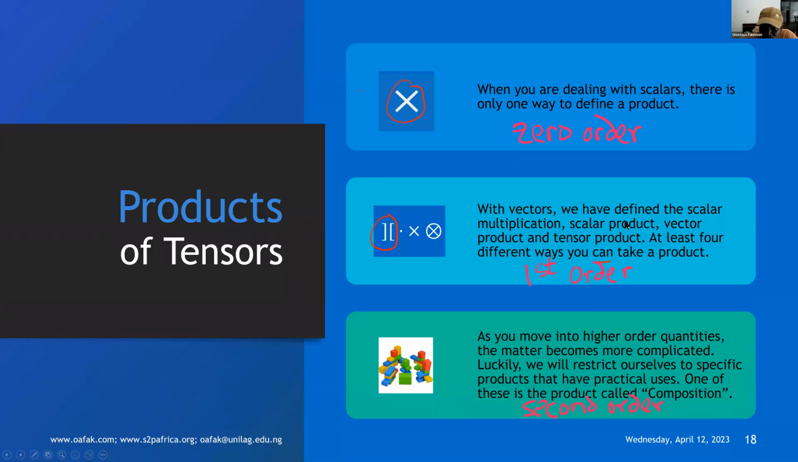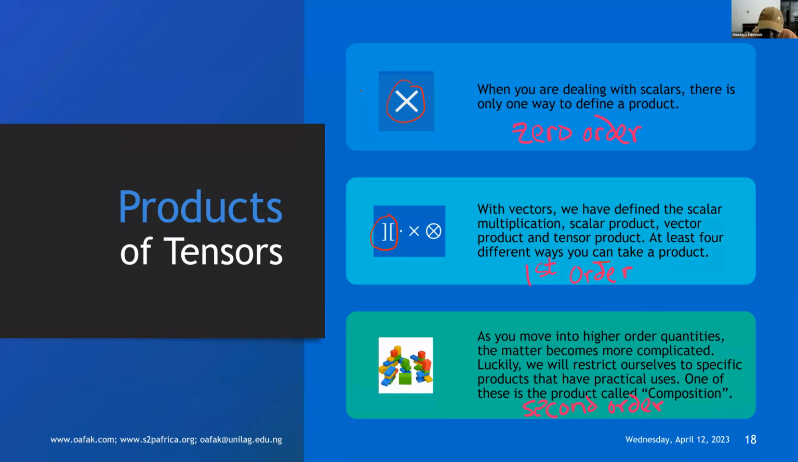Therefore, there's a need to disambiguate. So you cannot come and say, okay, take the product of these 2 vectors. Then somebody will have to ask, which one are you talking about? The product means many things. So while it is okay to say take the product of these 2 scalars, you cannot say the same thing for vectors without becoming ambiguous. So there is a need to disambiguate when you are dealing with vectors.